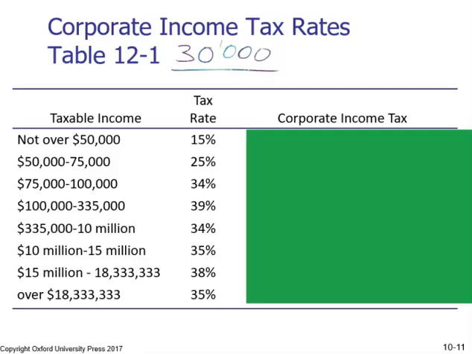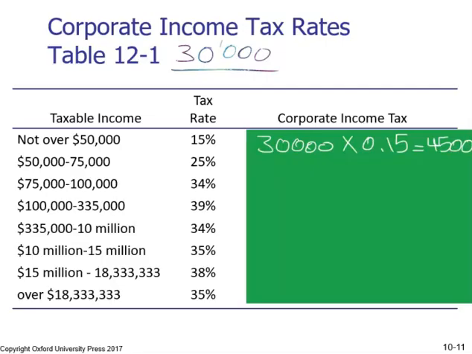Okay, the income is $30,000 and it belongs to this bracket, the first bracket. So the tax rate for this bracket is 15%. So we have 30,000 times 0.15. That would be 4,500. That's correct.